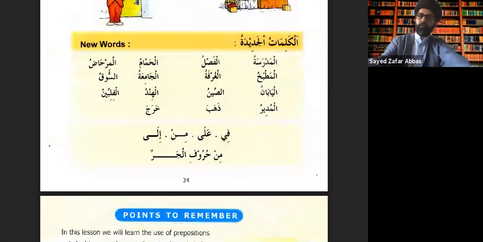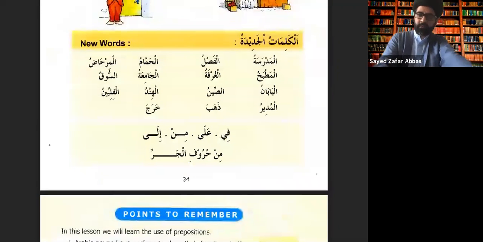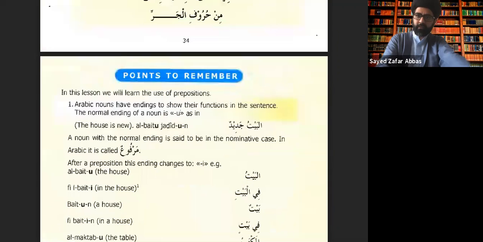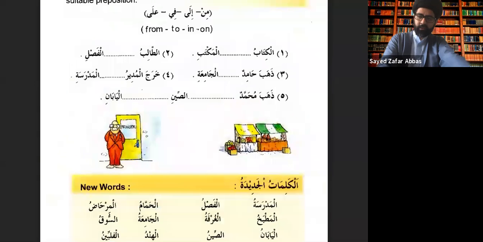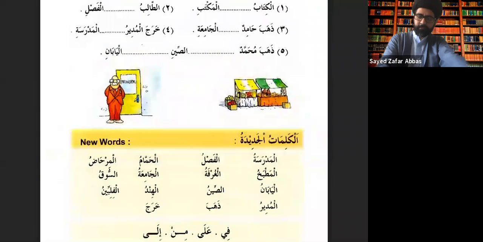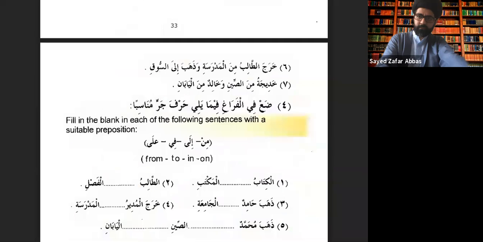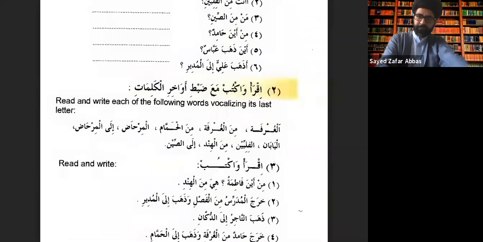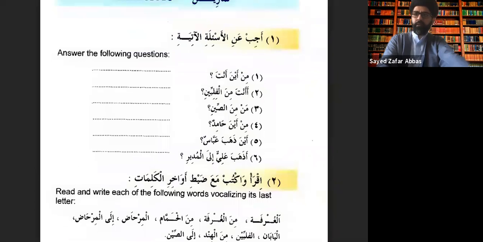So here, just please, if we go back to page 33. Thank you. Okay. أجب عن الأسئلة الآتية. Answer the following questions. من أين أنت؟ Where are you from? Okay. أنا من بريطانيا. أنا من London, for example. I am from London.